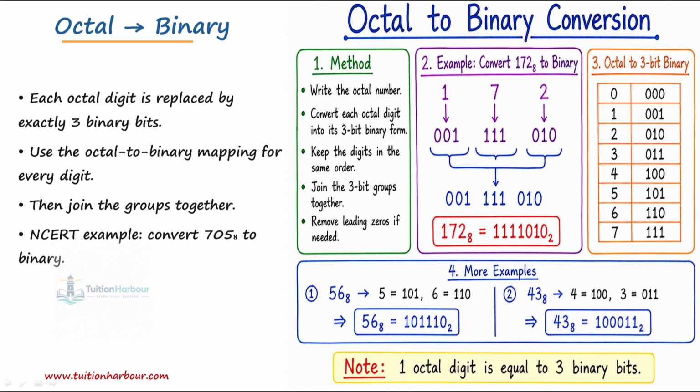To convert octal to binary, replace every octal digit with 3 bits. In 172 octal, 1 becomes 001, 7 becomes 111, and 2 becomes 010. Joining them gives 001111010 binary.